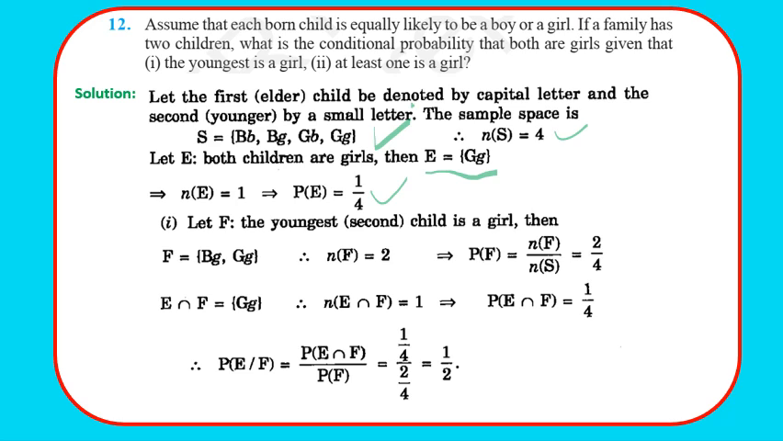Coming to the first case, let F be the event that the youngest, that is the second child, is a girl. So F is {BG, GG}, so n(F) equals 2. So the probability of F is 2 by 4. E intersection F is GG, so the number of elements in E intersection F is 1, and the probability of E intersection F is 1 by 4. So the probability of E given F is P(E intersection F) upon P(F), that is 1 by 4 divided by 2 by 4, which is equal to 1 by 2.